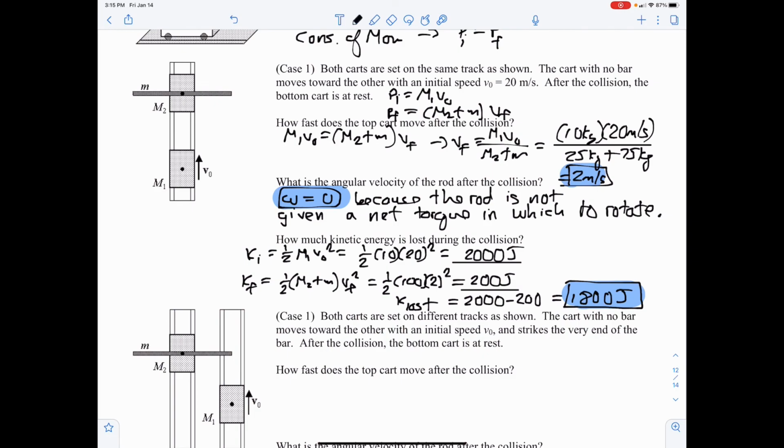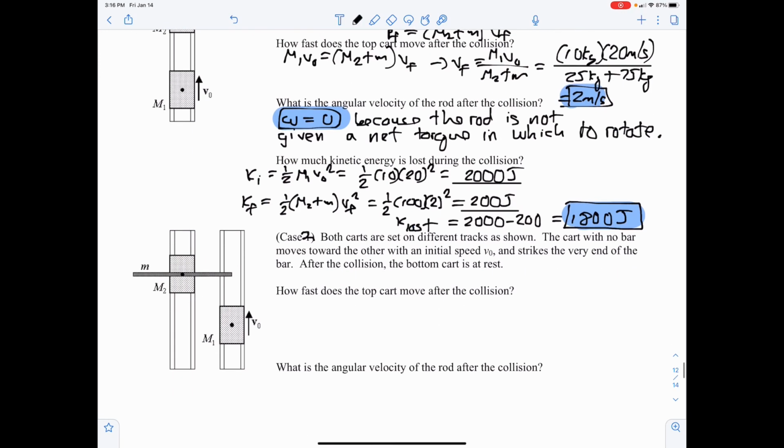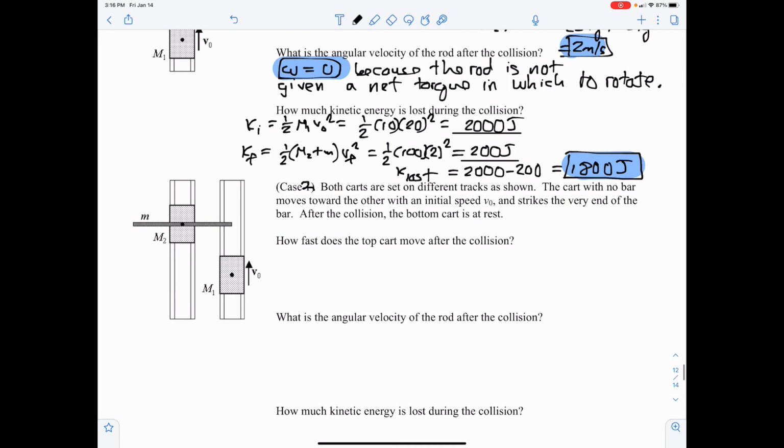Okay, little typo here. This should say case 2. Now in case 2, both carts are set on different tracks. The cart with no bar moves towards the other with a speed of v0, just like before, and strikes the very end of the bar right here. After the collision, the bottom cart comes to rest. So that means after collision, this cart is going to move forward and the bar is going to rotate. So you've got a couple different things going on here.